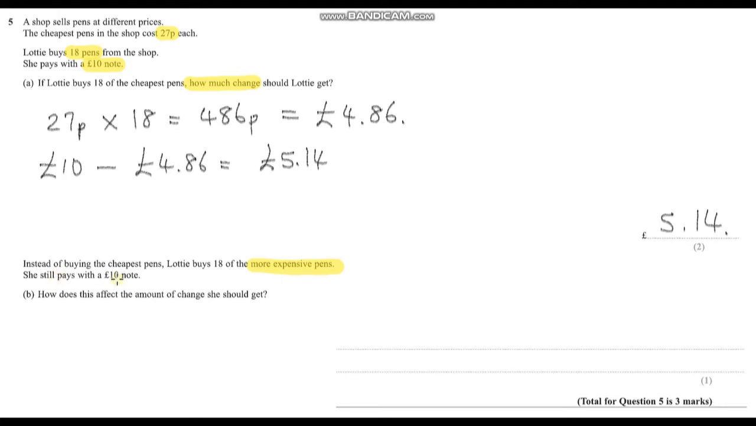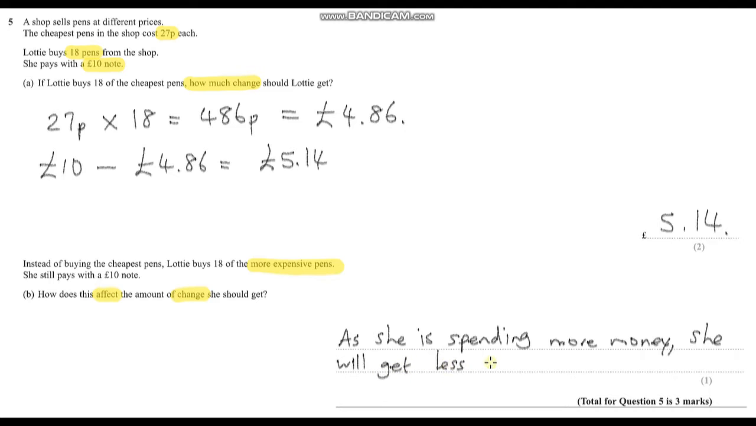She still pays with a £10 note. How does this affect the amount of change she should get? Well, if she's buying more expensive pens, that means it's going to cost more money. So because it's costing more money, she's going to get less change. So we can say that as she is spending more money, she will get less change. And this is only worth 1 mark, this last one.